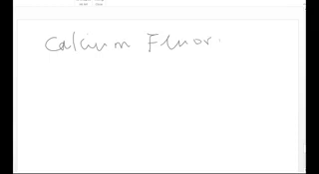So if I have this, can anyone write for me the chemical formula of calcium fluoride? Or you want me to mention names? Please, everyone should participate. Calcium fluoride, what do you think would be the chemical formula of calcium fluoride?